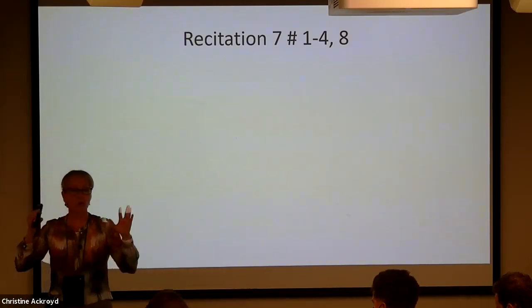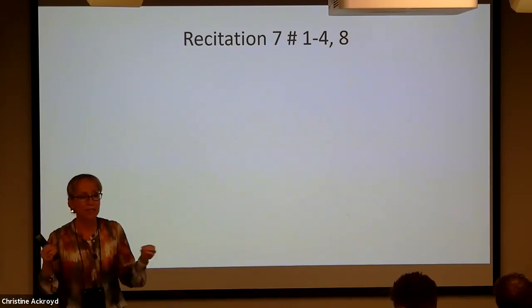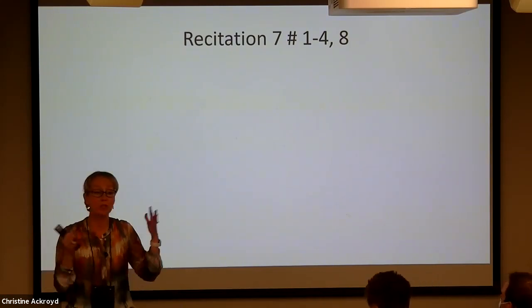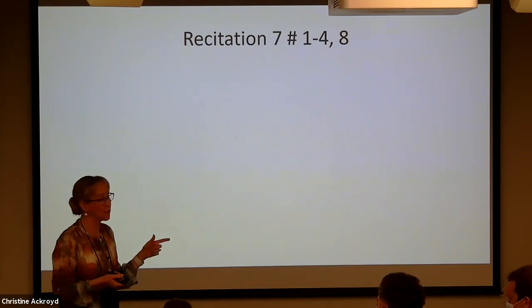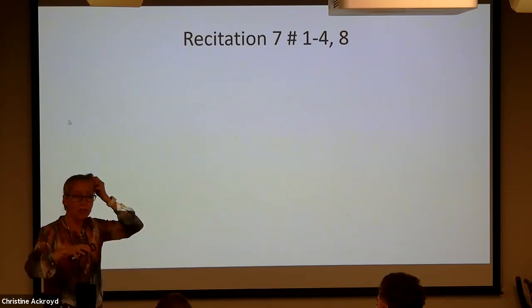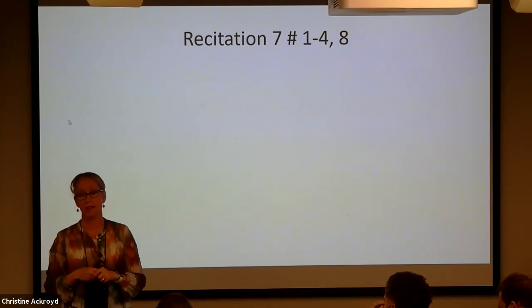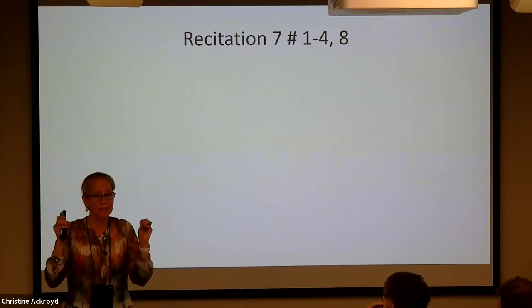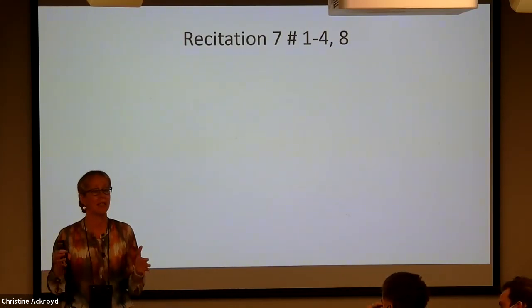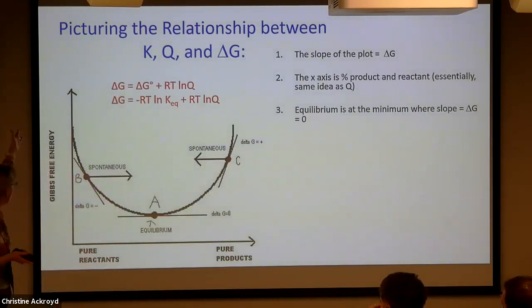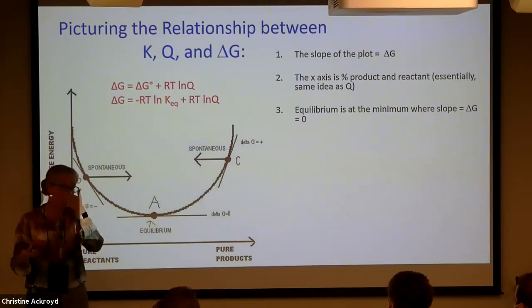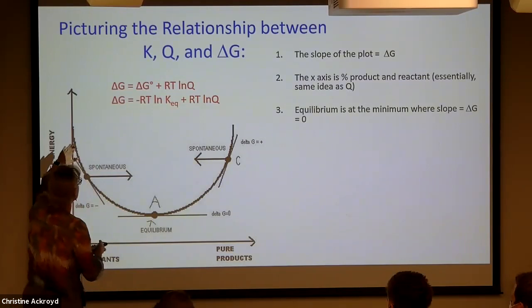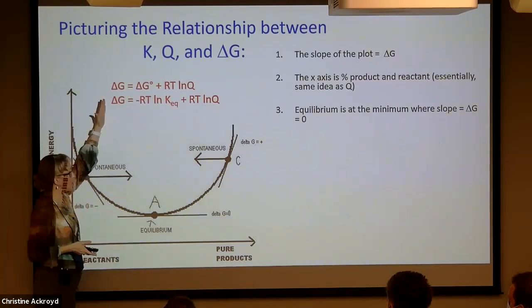Okay, so we talked in words about how the relationship between Q and K determined which way the reaction will move, right? And then we had the equation that we just talked about and that you did in recitation that says the same thing in math. How would you present that same set of ideas in a picture? That's what the plot of G versus percent composition does. We introduced this plot last time, but now put it into context with this equation.